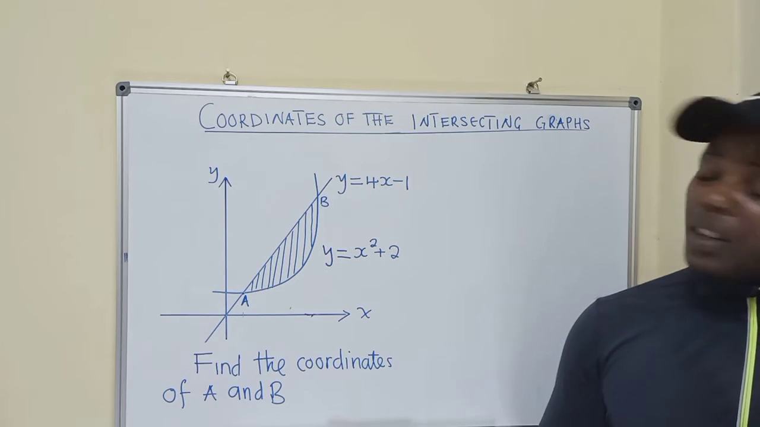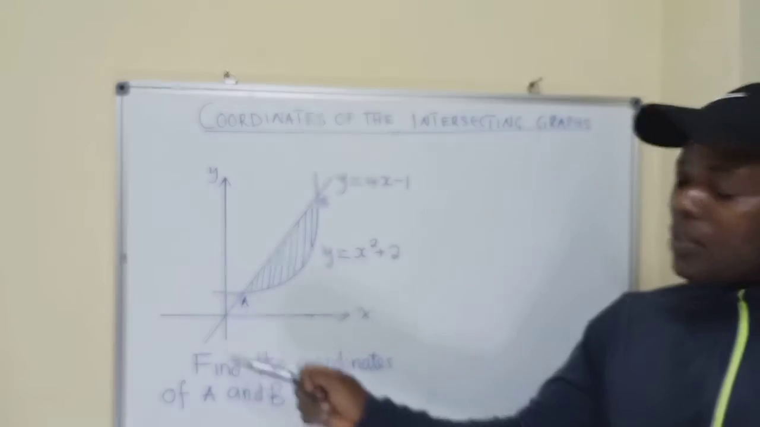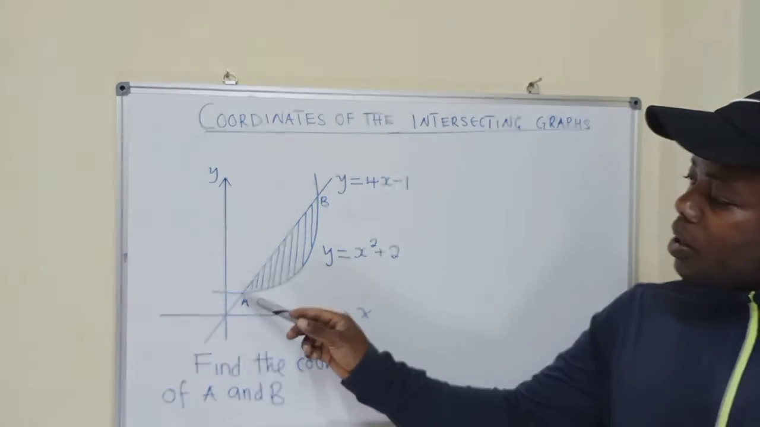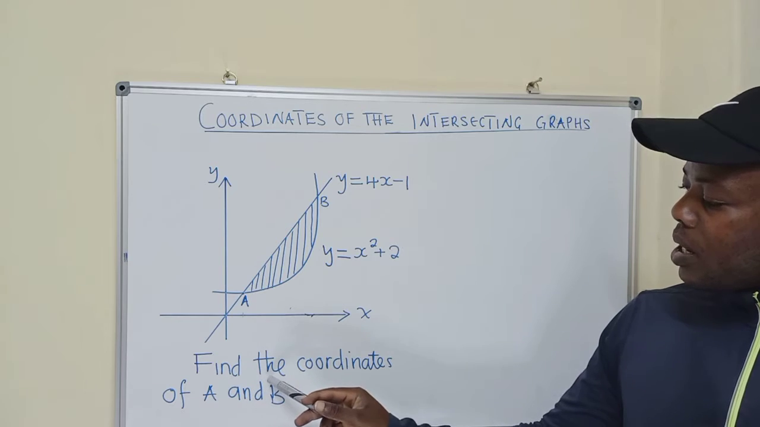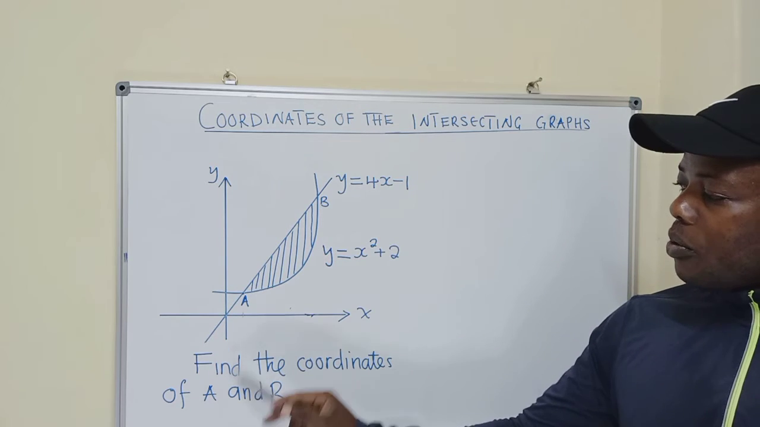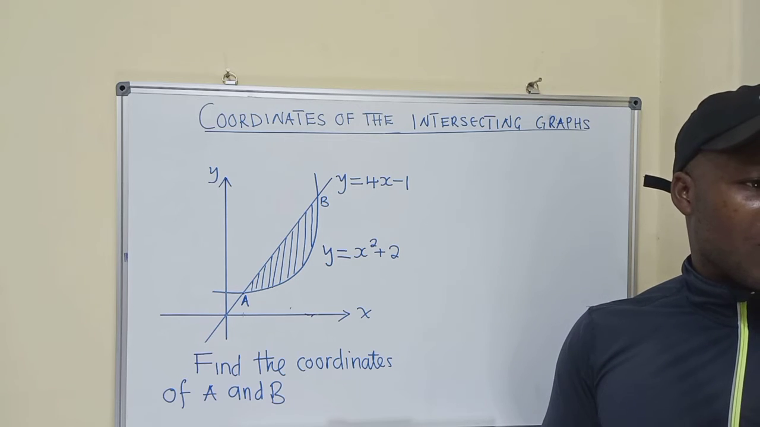So if you can see nicely, we've got this shaded region. There is this graph and this one, okay? So these two graphs are intersecting at A and B. They want us to find the coordinates of A and B. You know the coordinates, right? Do you know what it means, coordinates?